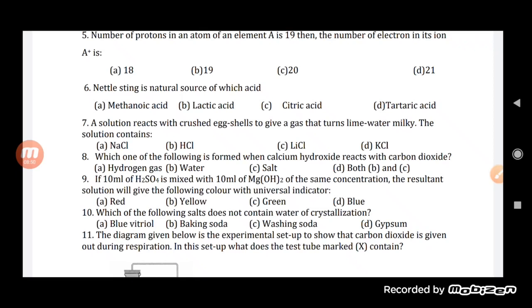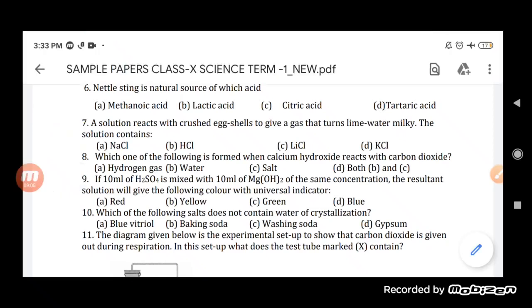Now see question number 9. If 10 ml of sulfuric acid is mixed with 10 ml of magnesium hydroxide of the same concentration, the resultant solution will give which color with the universal indicator?